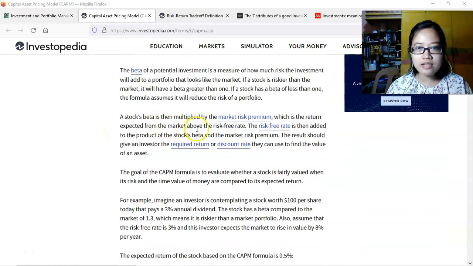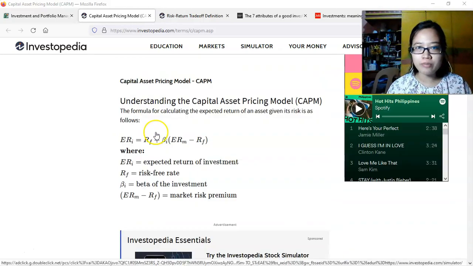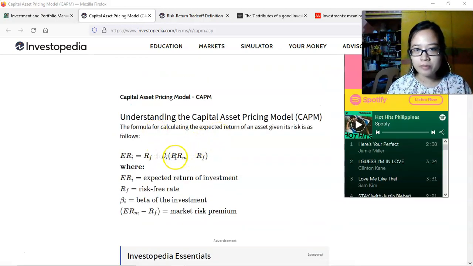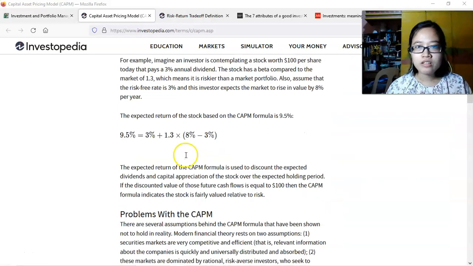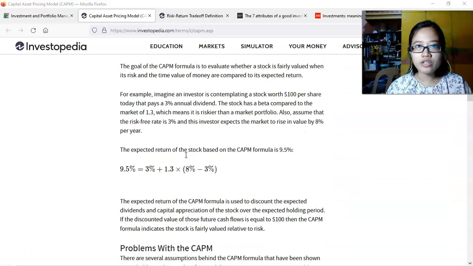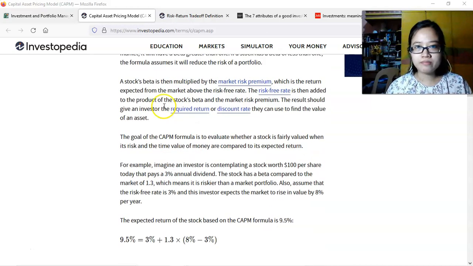Stock's beta is then multiplied by the market risk premium. Ito na nga. Beta multiplied by the risk premium. This part here is called the risk premium. Ayan. So, ito yung example. Balikan natin. The goal of the CAPM formula is to evaluate whether a stock is fairly valued. Yan nga. Para malaman kung overpriced ba siya or fairly priced or underpriced ba yan, when its risk and the time value of money are compared to its expected return.